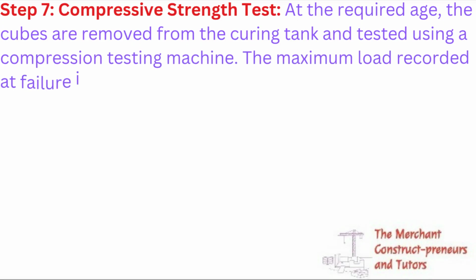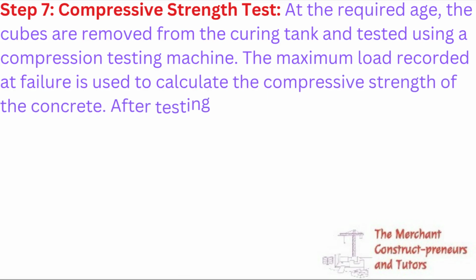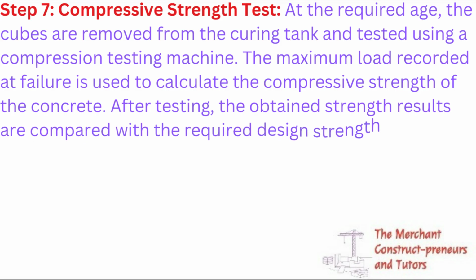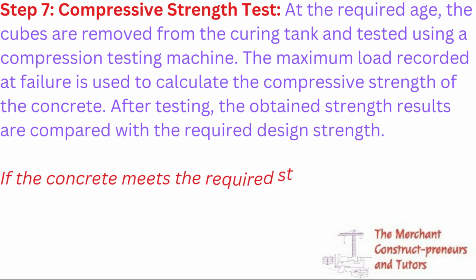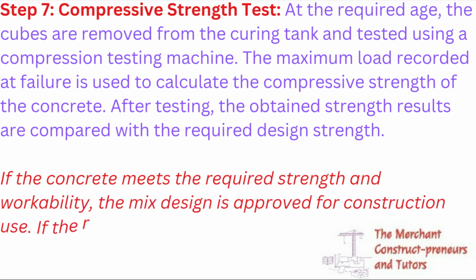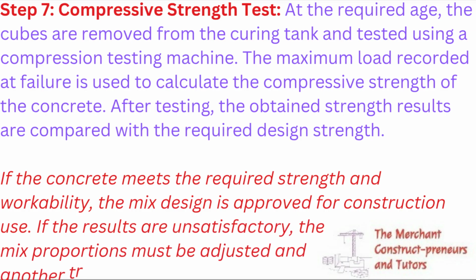Right? So the next step is the compressive strength test. At the required age of maybe 7 days, 14 days, 21 days, 28 days, depending on the age, the cubes are removed from the curing tank and tested using the compression testing machine. Now the maximum load recorded as failure is used to calculate the compressive strength of the concrete. Then after testing, the obtained strength results are compared with the required design strength.